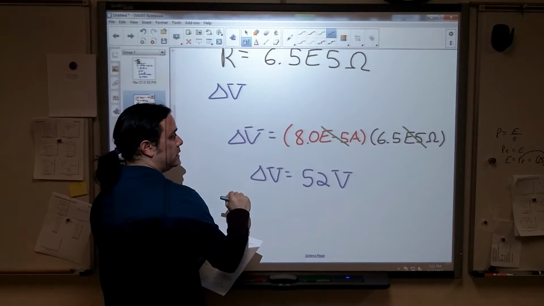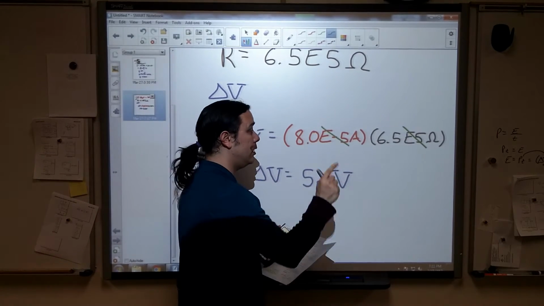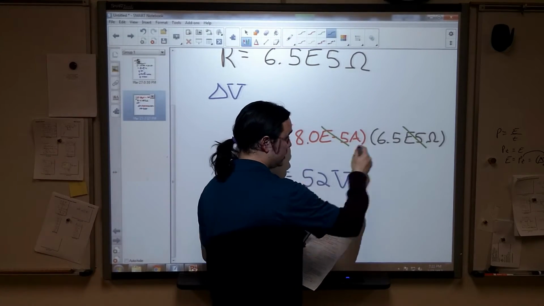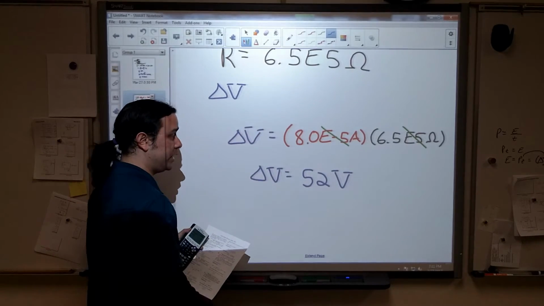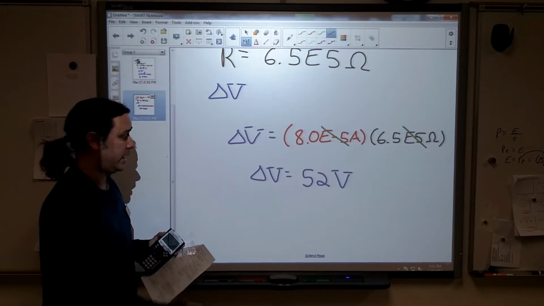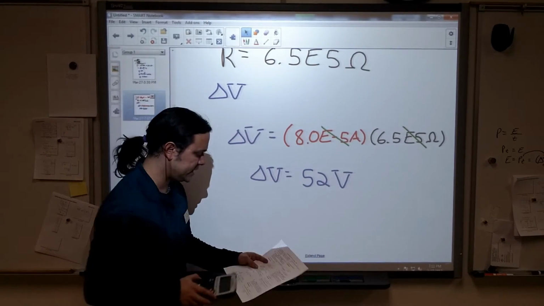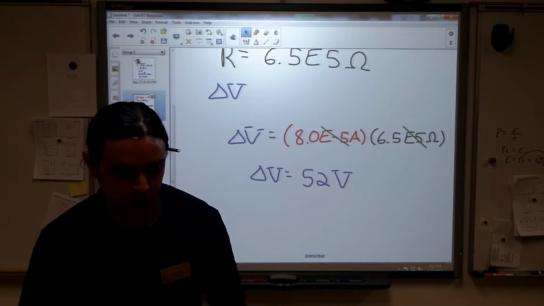Again, you put SI in, you will get SI out. We put in amp, not microamp. Amp is the SI unit. And we put in ohm, the SI unit. They will actually combine to give us a volt as our output in Ohm's law. All right? In this case, this is the correct answer that they're looking for.